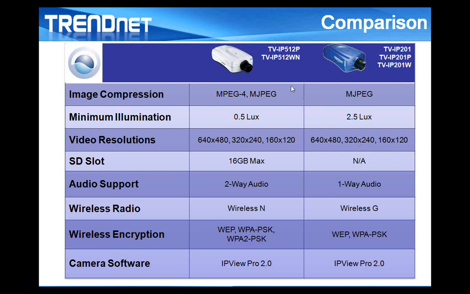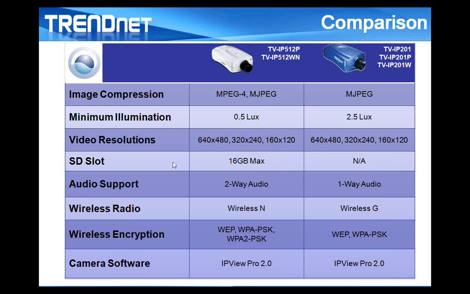Alright, here's a quick comparison, because the TVIP 512P and the TVIP 512WN did replace our wired and wireless versions of the TVIP 201. Let's go over image compression first. You can see here that we added MPEG-4 support, whereas the 201 had motion JPEG support. The minimum illumination has dropped. We'll show you a cool feature in the 512 called night mode, but the 0.5 lux does help this feature compared to 2.5 lux. Again, a lower number here is better because that is less light that's needed to create an image in the camera. Video resolutions are the same.